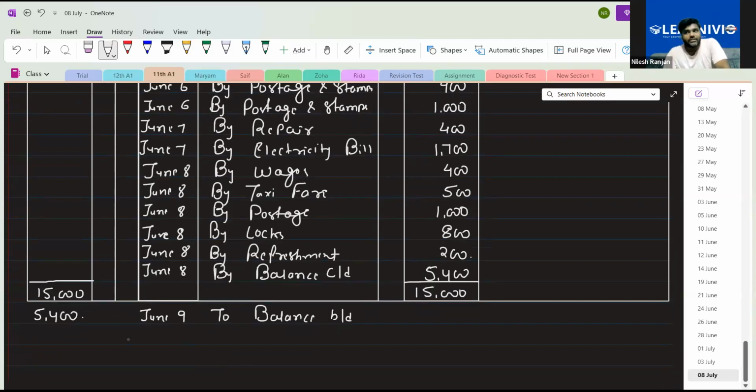Now, under the imprest system, there is this concept that the amount the petty cashier has spent, he will receive the same amount from the main cashier again. So he spent 9,600 and the balance is 5,400. So he will again receive the same amount. It is not given here, but he will receive the same amount from the main cashier, 9,600, so that the total amount will be 15,000. Is this clear now?